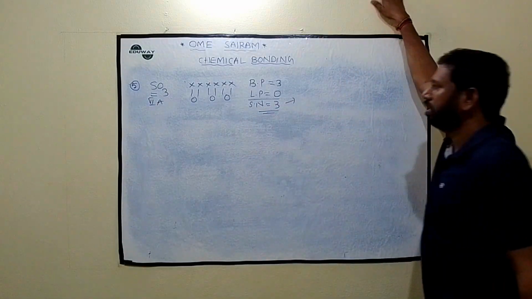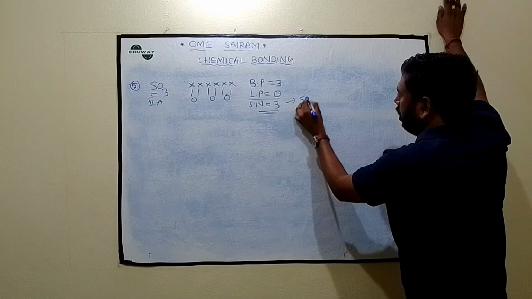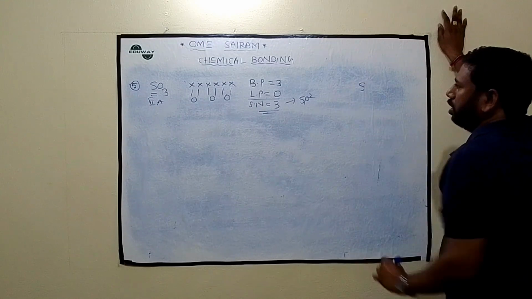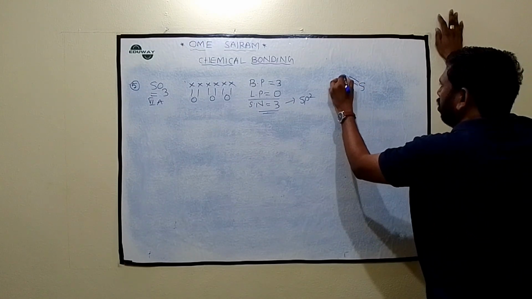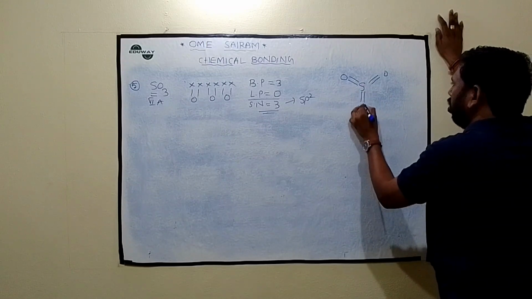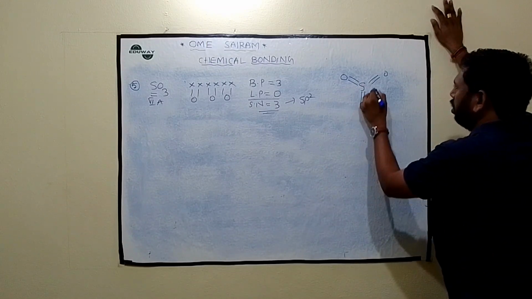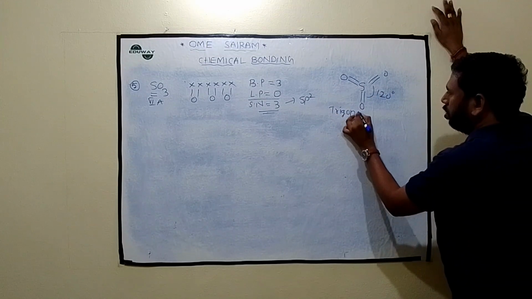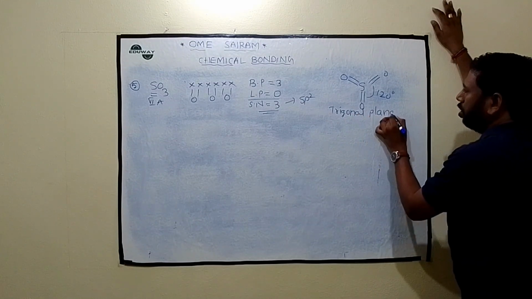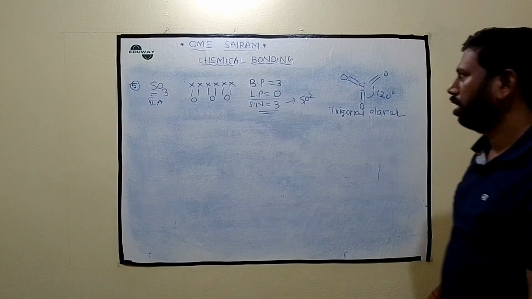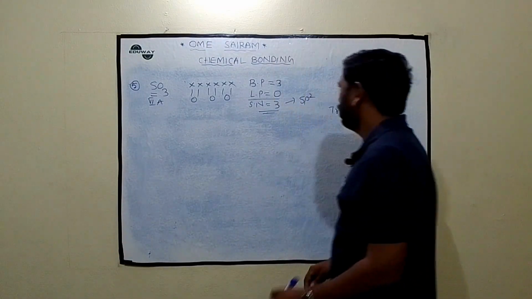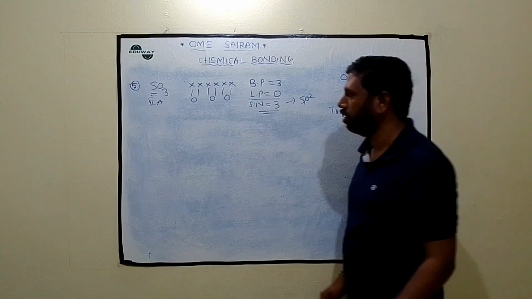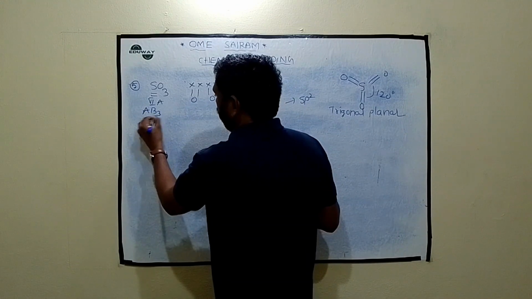If any molecule has steric number 3, the hybridization should be sp2. And when we observe the structure, the central atom is sulfur. It is forming 3 double bonds with 3 oxygen atoms. And the bond angle is 120 degrees. The shape is trigonal planar. In SO3, bond pairs 3, lone pairs 0. If any molecule has 3 bond pairs and 0 lone pairs, the molecule should be in trigonal planar shape and the bond angle is 120 degrees. It belongs to AB3 type molecule.